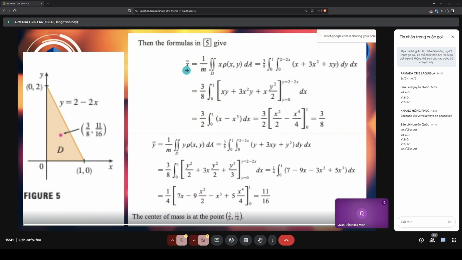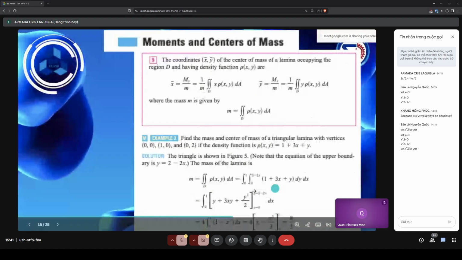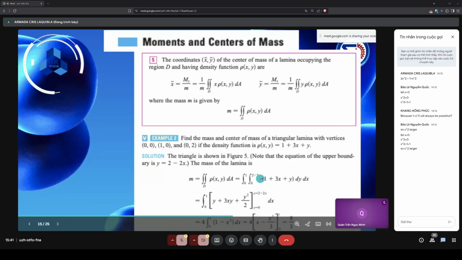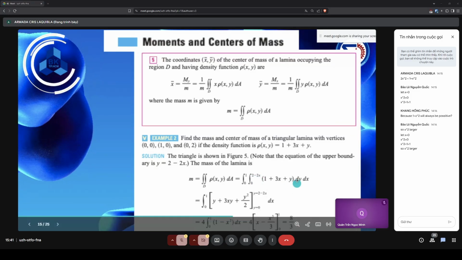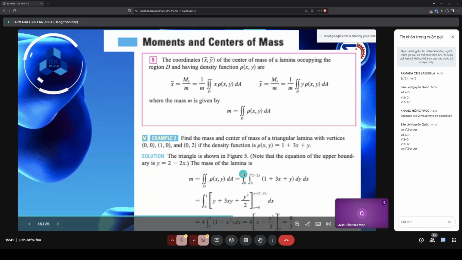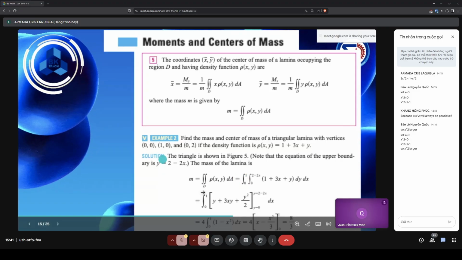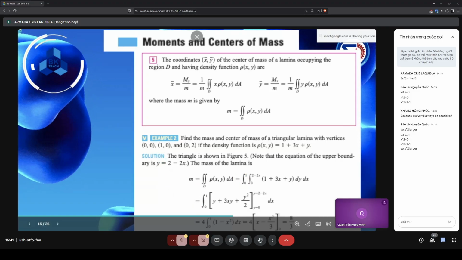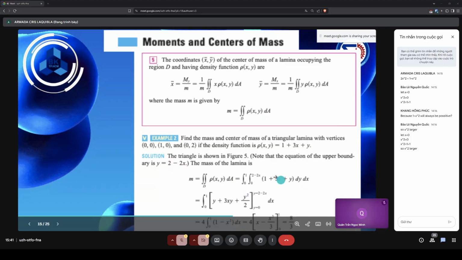Now, solve the m. So for your y, the boundary of your y is from this line, which is y is equal to 0 going up to 2 minus 2x. And that's it. It's here from 0 to 2 minus 2x. This is the interval of your y. You have the dy. And then for your x, it's from the interval 0 to 1. Okay? And you solve this.